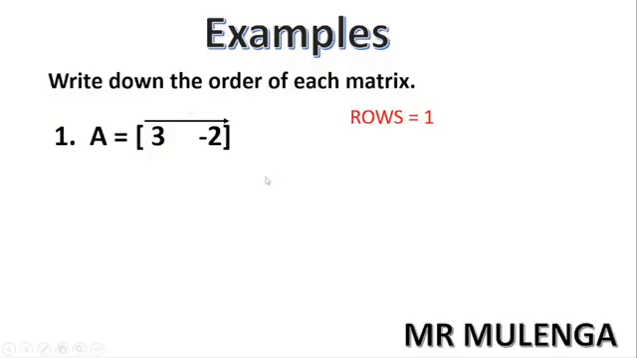Okay, then columns, we are going to have the columns in this way. These are the columns. Okay, so columns 1, 2. So the columns are how many? There are 2.